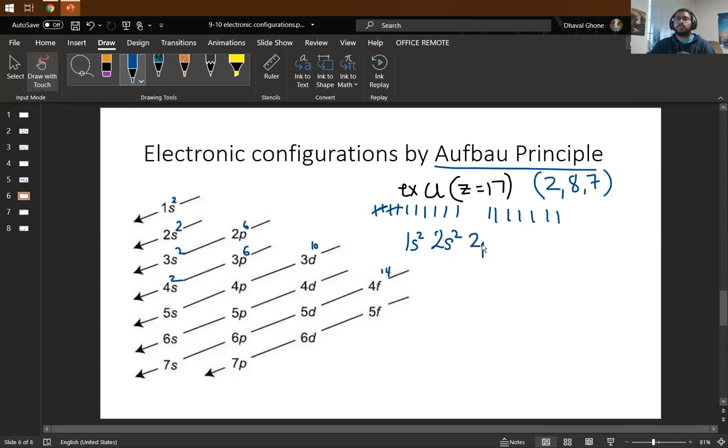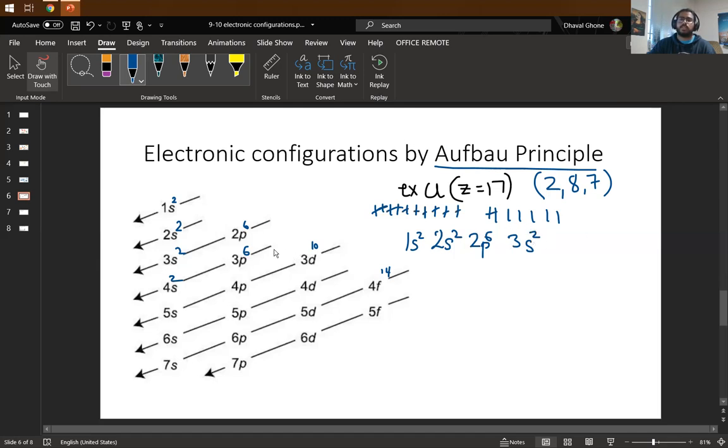Now 2p can hold at the most 6 electrons. So I'll take away 1, 2, 3, 4, 5, 6 electrons, and I'll fill that up. Okay, I still have 7 more to go. So I'm going to keep following the arrows. 2p6 is followed by 3s2. 3s can hold at the most 2. I'm going to take away 2 from here, put 2 over here, and then I still have 5 left. So I'm going to keep going.